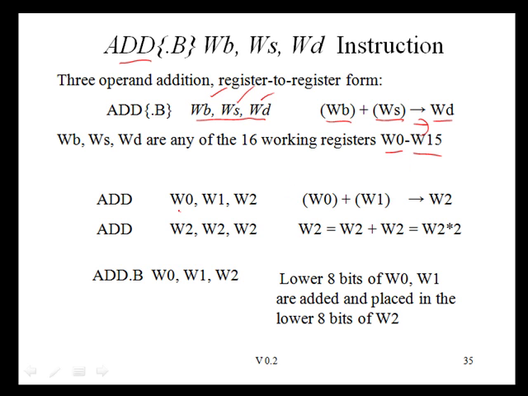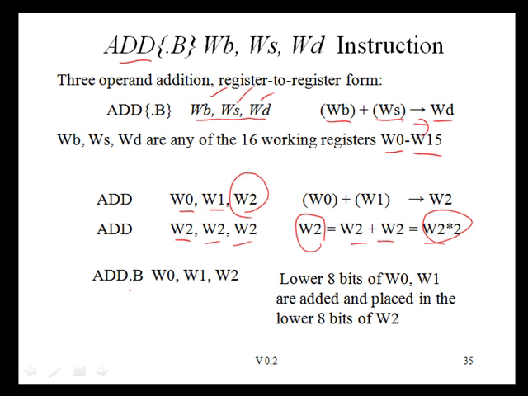Here we're going to add W0 plus W1 and stick the result in W2. We don't have to use different registers for all these operands. In fact, we could use the same register. So here we're going to add W2 plus W2 and stick the result in W2. This is the same thing as multiplying W2 by 2.